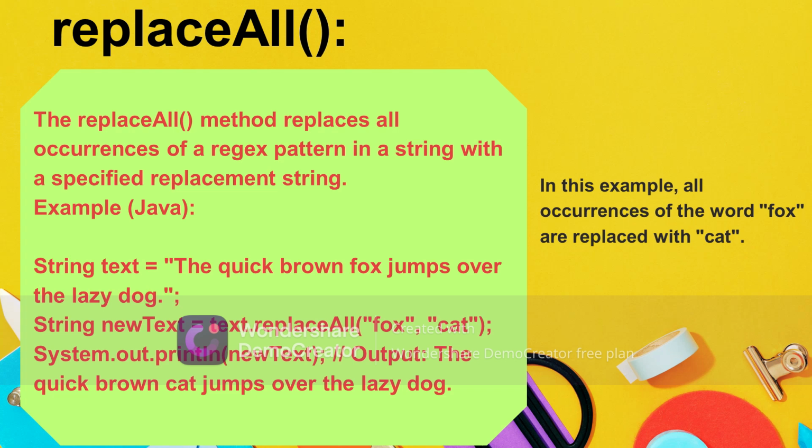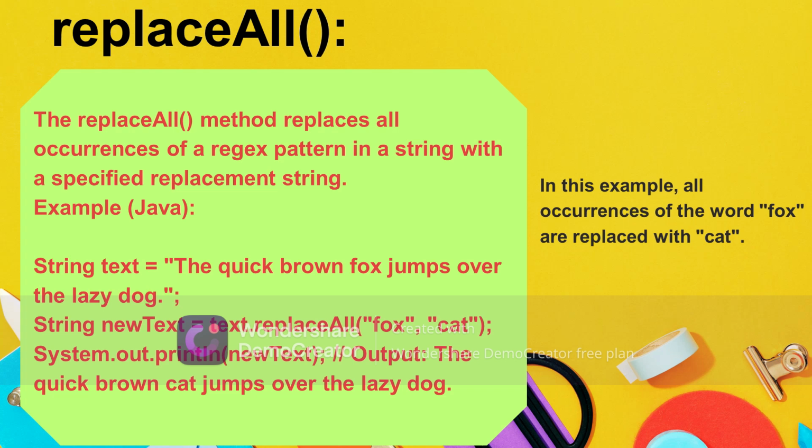So we are going to use some of the methods which we can apply for splitting the strings. For example, replaceFirst, replaceAll. By the name itself we can tell replaceAll is going to replace all the occurrences of a regular expression pattern in a string with a specified replacement string. So it is going to replace one word with the other word, one string with the other string. For example, here all the occurrences of the word fox should be replaced with cat.